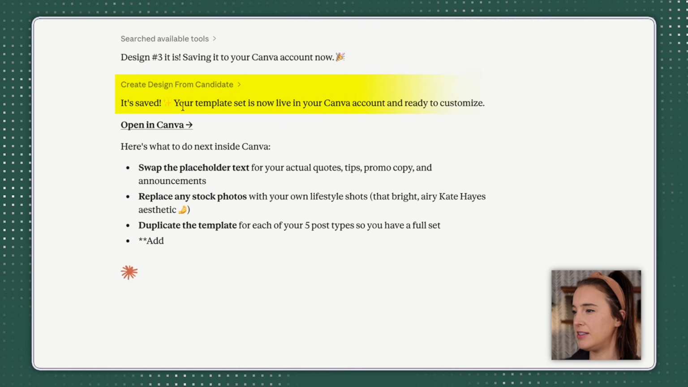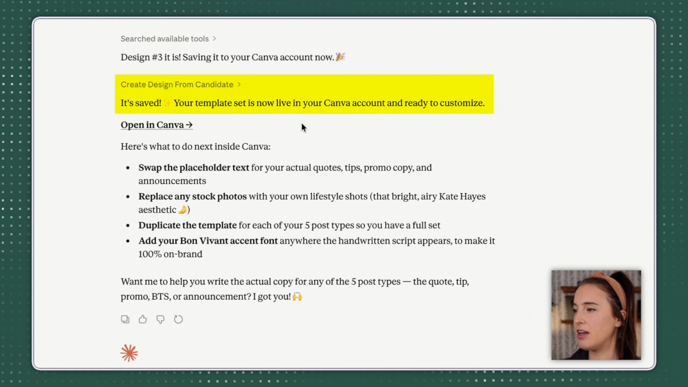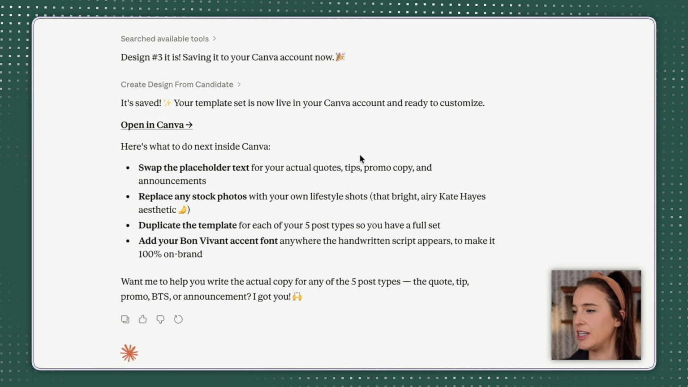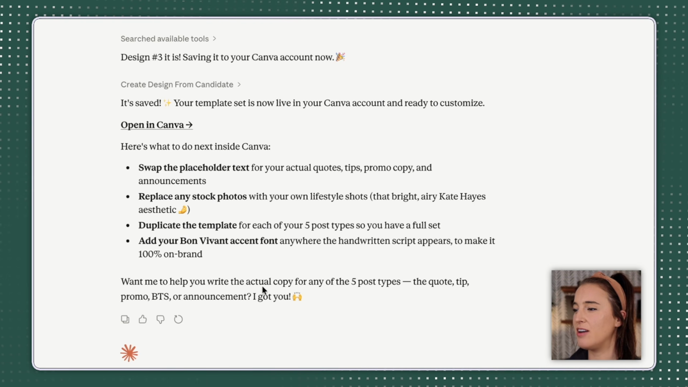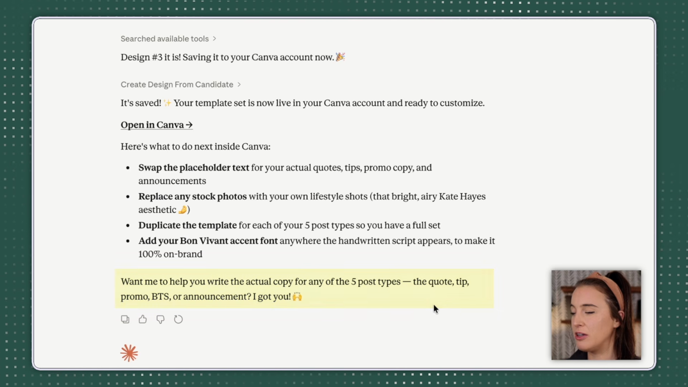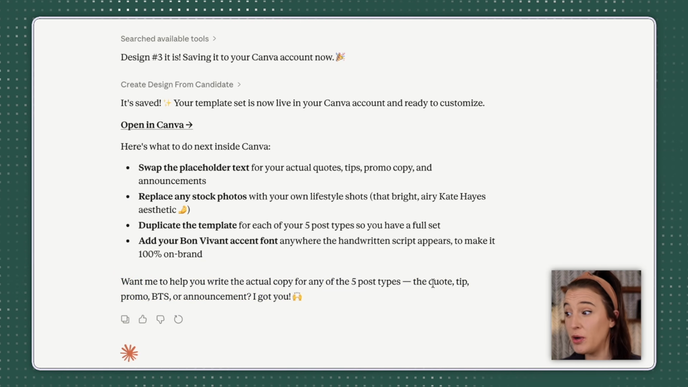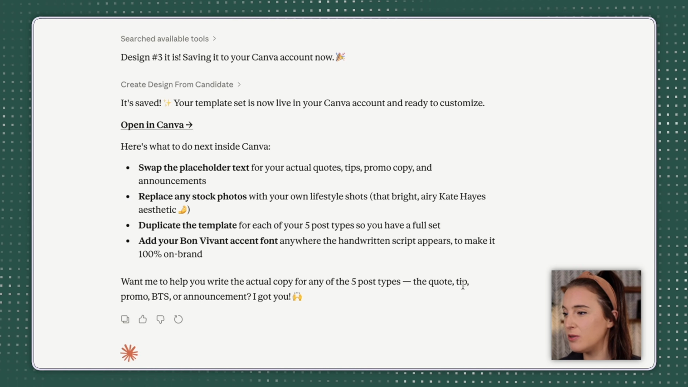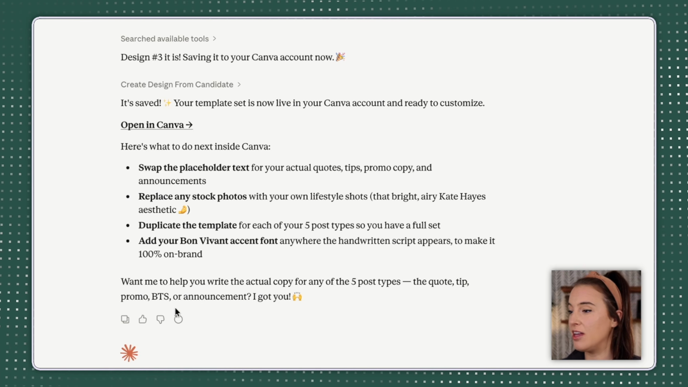And now it says it's saved. Your template set is now live in your Canva account and ready to customize. So here I can click to open it in Canva and customize further. And I love how Claude is even offering to help me generate the actual copy for any of the 5 posts. So for instance, for the quote post, if I don't really know what quote I want to put in there, Claude can help me generate that. It can give me a tip for my tip post. It can pretty much help me do the entire thing from start to finish.